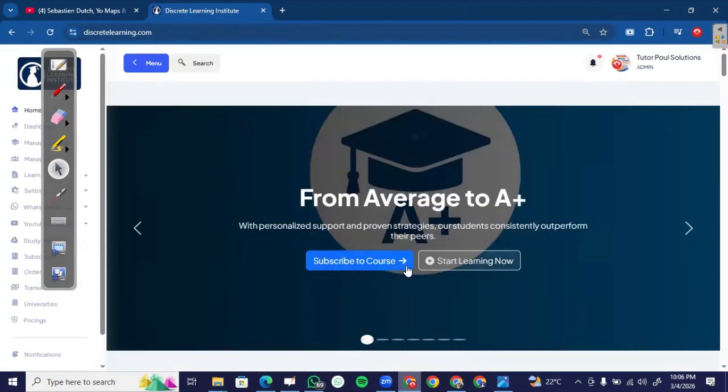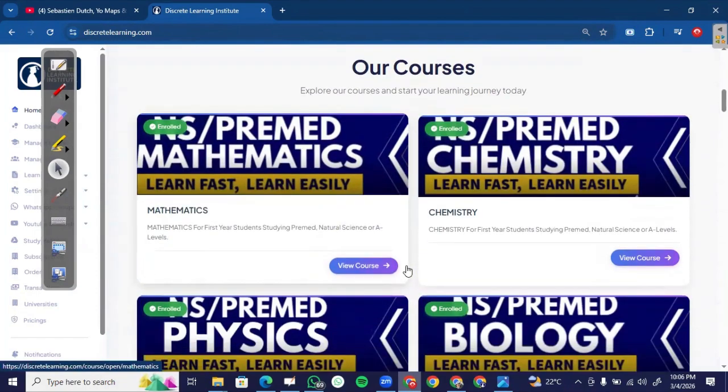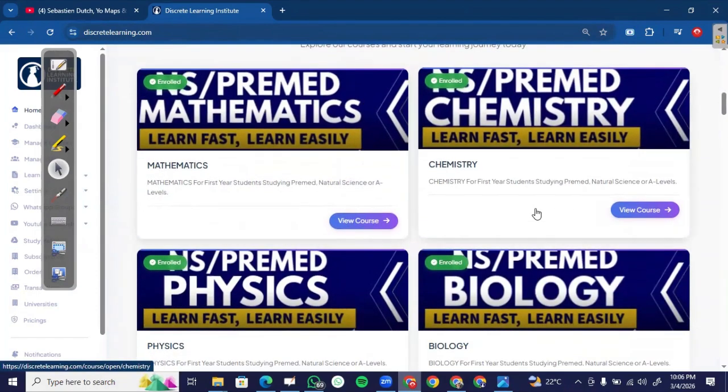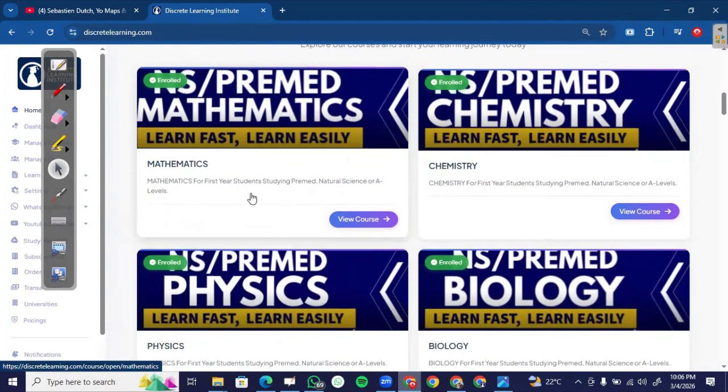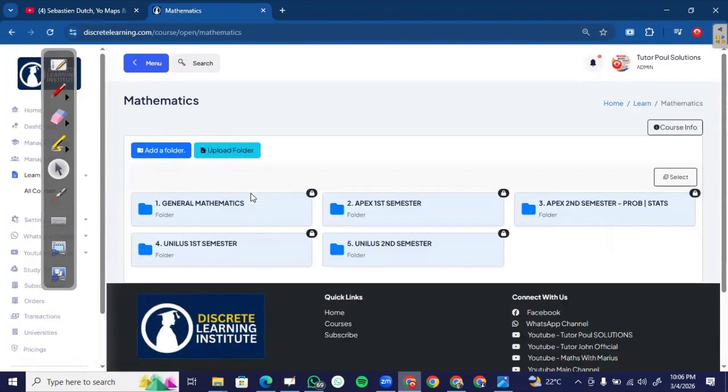After you log in, these are the things that you're going to see. You can see mathematics, chemistry, physics, biology, everything that you need to help you. For example, I'll use the math course. If you open it, you go to your particular university. If you're from Unilas first semester, you go here. Unilas second semester, you go there. But if you're from any other university, you go to general mathematics. If you're from Apex, you use those. I'll just use the semester 1s here.